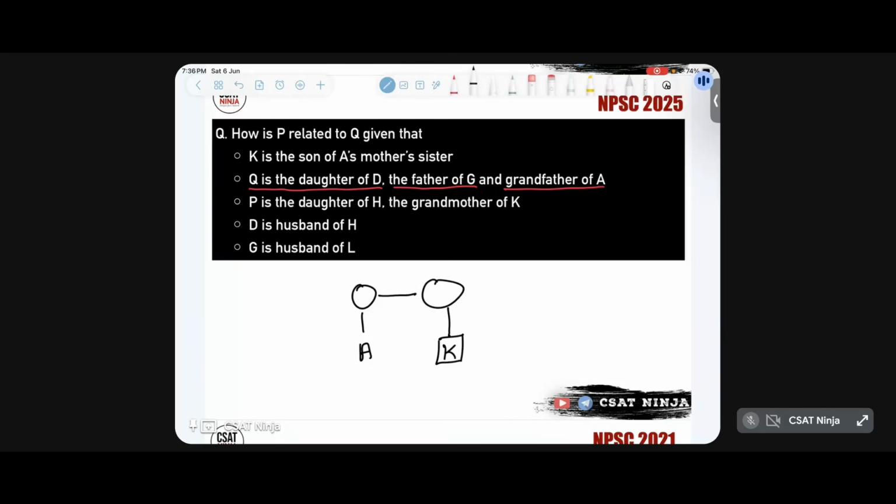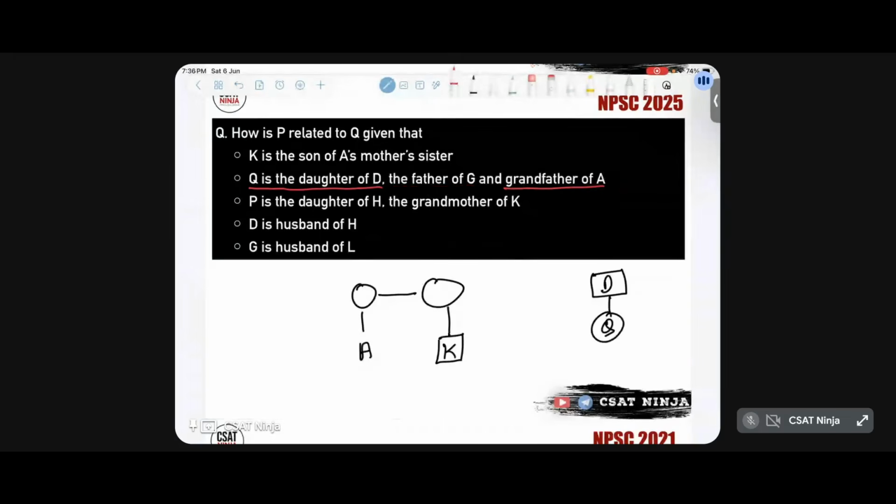So the second statement says that Q is a daughter of D. I'll just write it on our side once, okay? Q is the daughter of D, and D is the grandfather of G and grandfather of A. It may sound a little bit confusing, but I'm going to write it this way. We have here, Q is the daughter of D, okay?